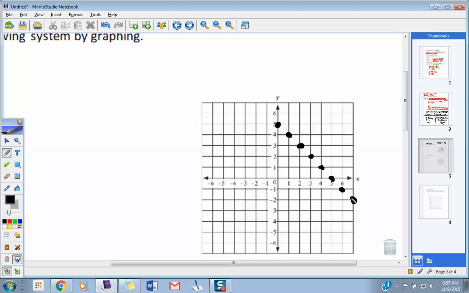Have I completely filled out the whole graph? No. What other direction should I go? Up and to the left, right? So up and over. All right. That's what it means to have a perfect plot. You've got all those points plotted there for that line, y equals -x plus 5.